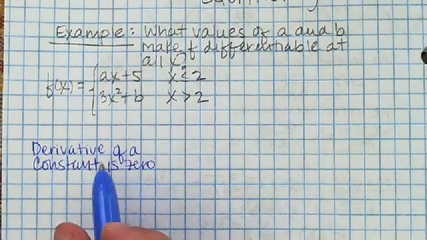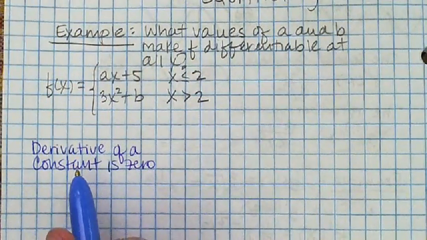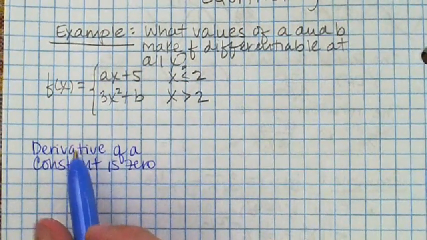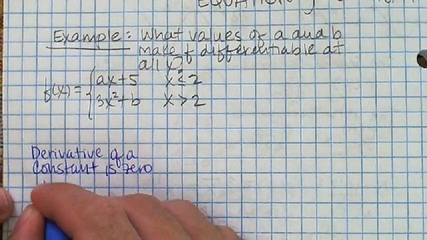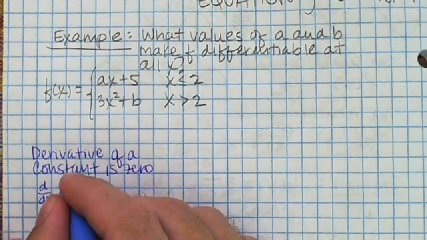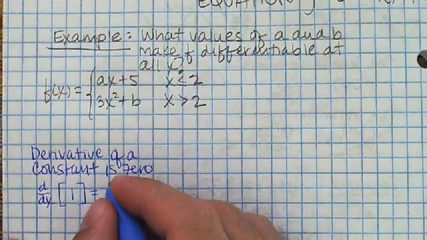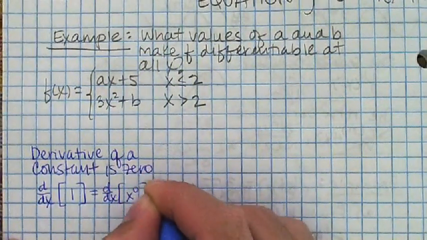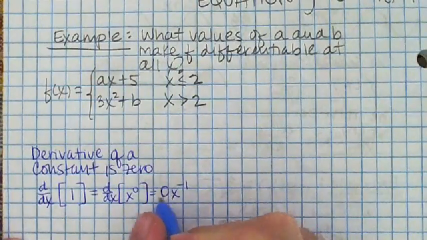Now, there's a couple of ways that I want you to think about this. Remember, the derivative is the rate of change. The word constant means not changing. So there shouldn't be a big surprise that the derivative of a constant, something that does not change, the rate of change of something that's unchanging, would be 0. Also, I've got something like 1. I could write that as x to the 0, which is 0x to the negative 1, which is 0. That's another way of thinking about it.